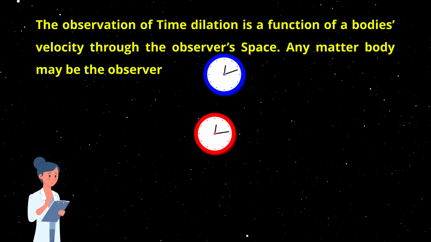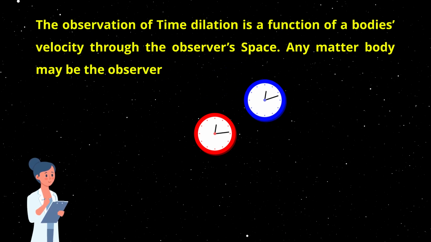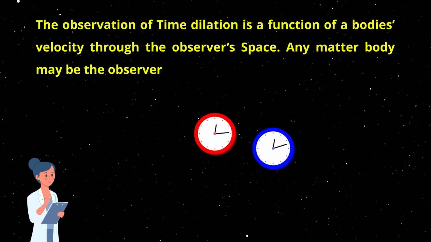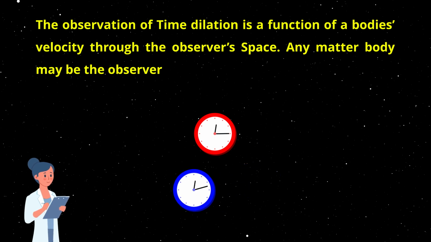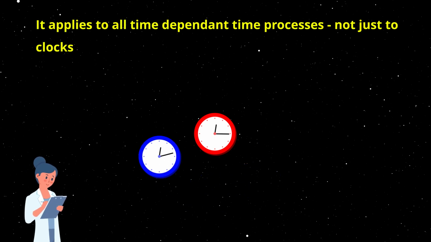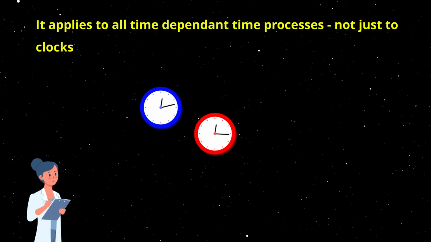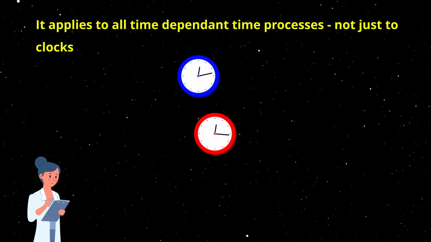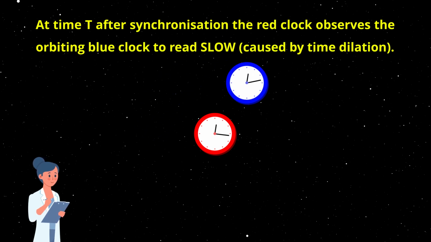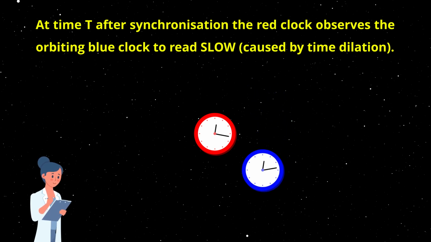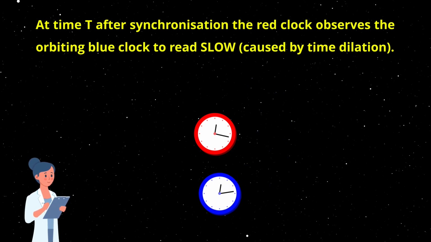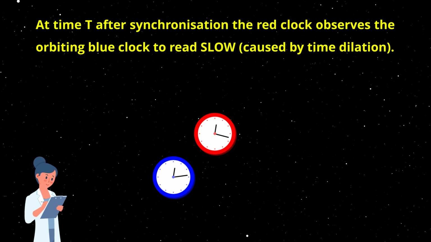The observation of time dilation is a function of a body's velocity through the observer's space. Any matter body may be the observer. It applies to all time-dependent processes, not just to clocks. At time t, after synchronization, the red clock observes the orbiting blue clock to read slow. This is caused by time dilation.